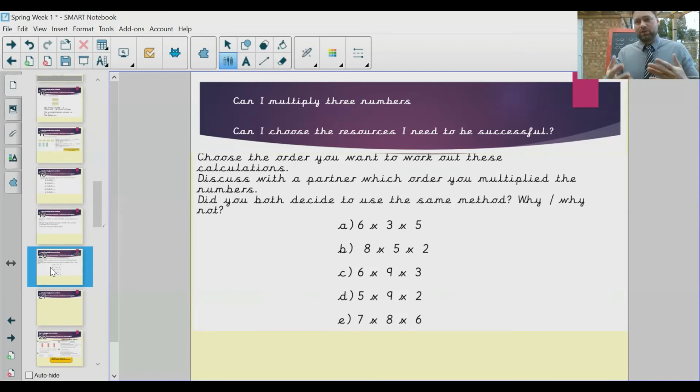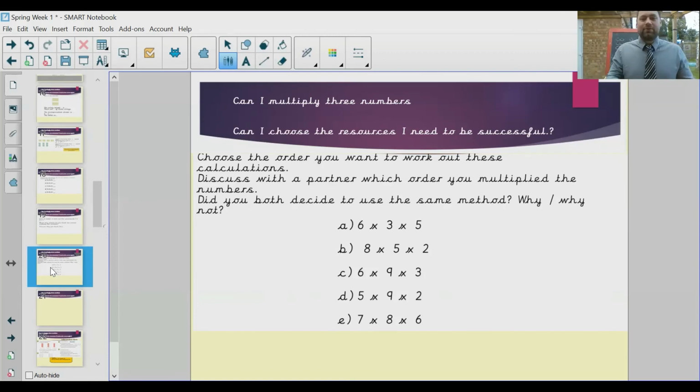In class, you would have been talking to each other and saying, well, I think for question A, I would do 5 times 6 first because that would give me 30, and then 30 times 3 is 90. So it would be easier for me to work it out that way. But that may not be the case for everyone.